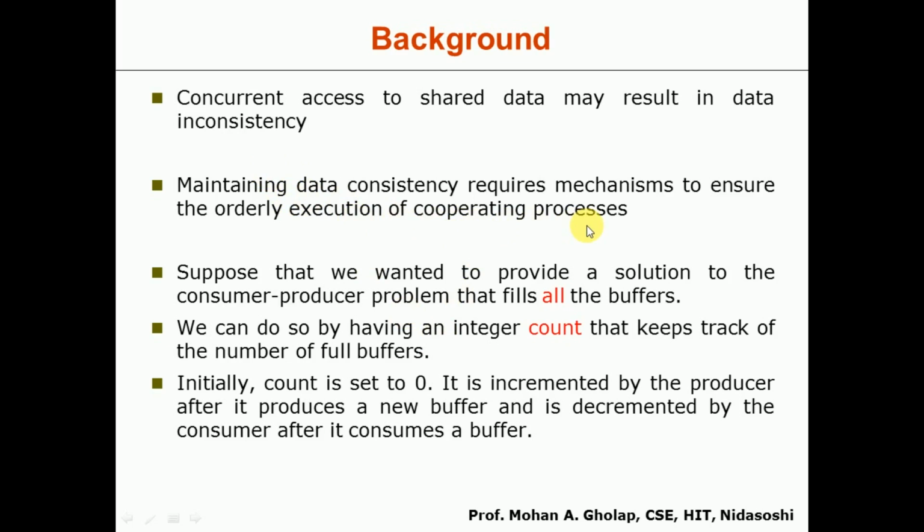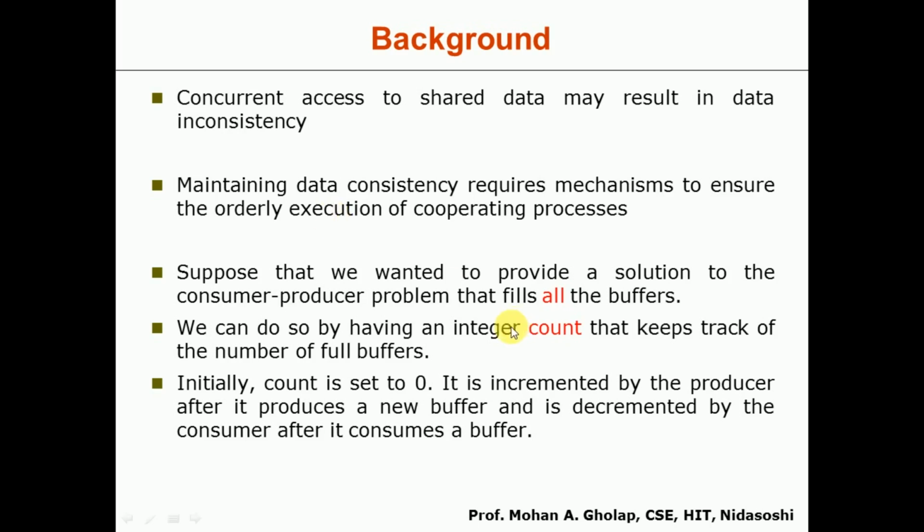Very important thing. We saw that when common shared data is accessed by a number of processes, there is a possibility that a data inconsistency problem may arise. In order to avoid this, there is a need for mechanisms through which you can impose an orderly execution of cooperating processes. That means you can set an order, and in that order only the cooperating processes should execute in order to maintain data consistency.